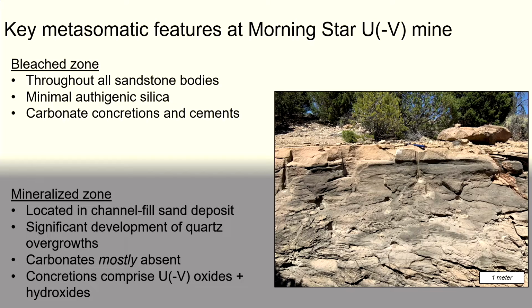So just to summarize the major spatial distribution features that we're seeing in and around these ore bodies. The bleaching, or white rocks in this case, are found in many types of sandstones and mudstones as well. But within those, we see very little addition of authigenic silica. And instead, we have an abundance of carbonate cements and concretions, which range from things like calcite to Ferroan dolomite.